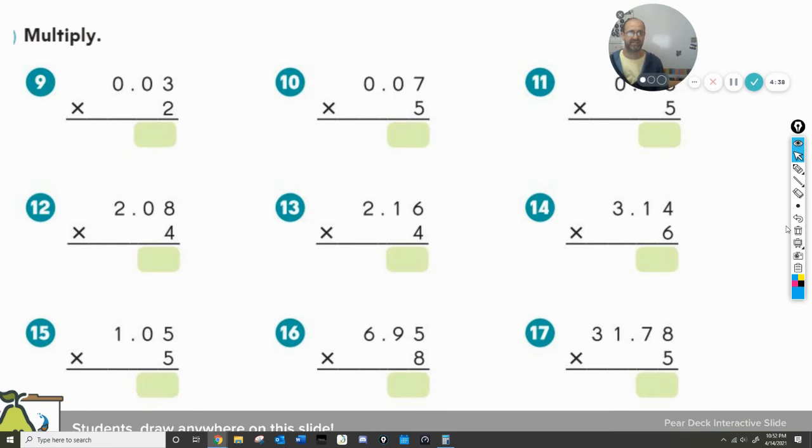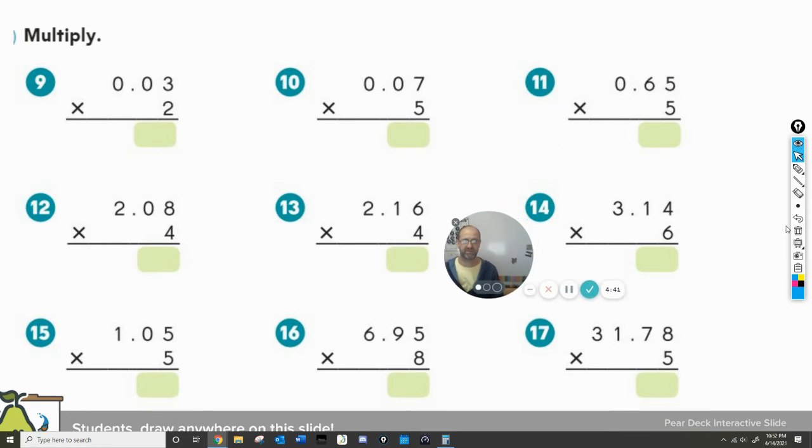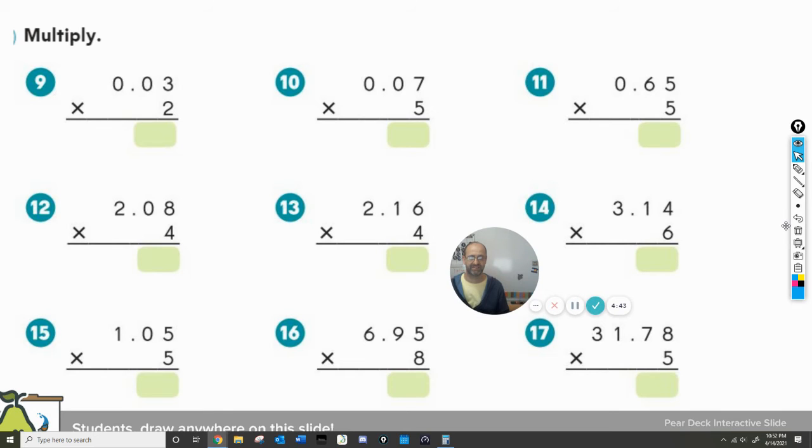Oh, man, there's nowhere to hide me where I'm not in the way. Look at that. Oh, hey, right there. How about it? That's an interesting spot, but I'll take it.